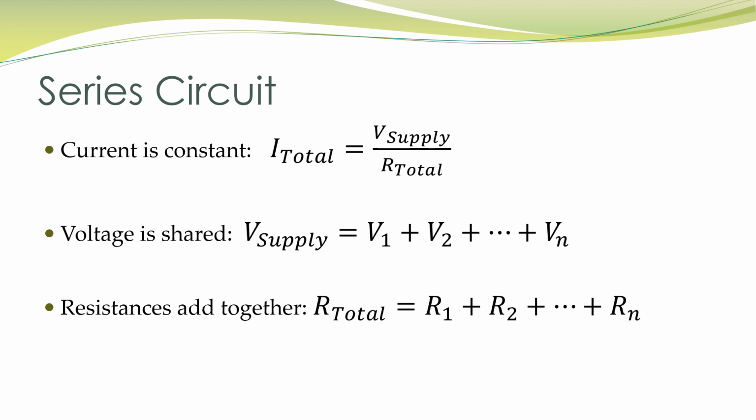So the supply voltage that comes from the battery is the sum of the voltage drops across each component within the circuit. The resistances of any resistors or components in the circuit simply add up because it all compounds together as we go around the circuit. So we literally just add up all the resistances in a series circuit, which is fairly straightforward.